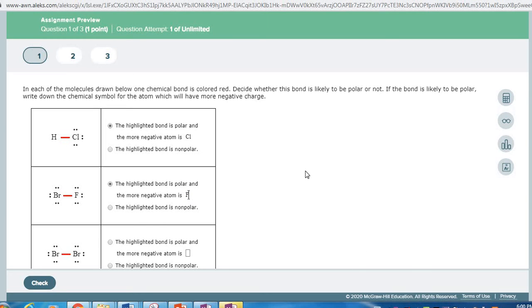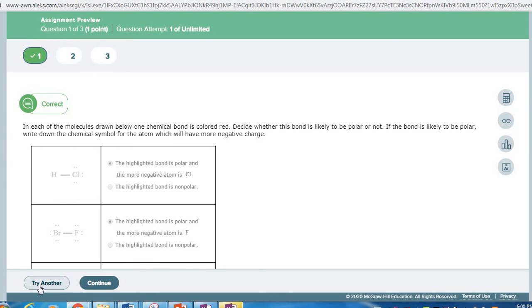Okay, let's look at that last one that we have here. We have bromine with bromine. So we have this bond that we're interested in here. Well, the bromine is going to pull equally on bromine. The electronegativities of each atom are the same, and that's going to result in a nonpolar bond. And so if I submit that to Alex, it should tell me that I'm correct on all 3 of those.